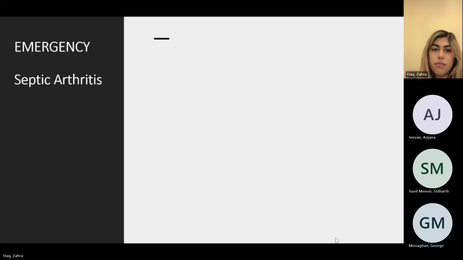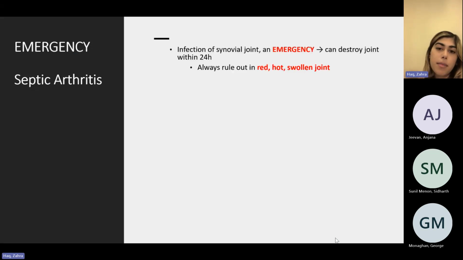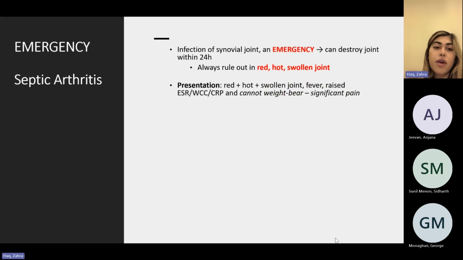Okay. So as I said before, septic arthritis is a medical emergency. This is basically an infection of the synovial joint, and this can destroy the whole joint capsule within 24 hours. And this is something we should always rule out when a patient presents with a red hot swollen joint. So in terms of the presentation, as I said, the description speaks for itself. However, the patient will probably have a systemic fever, raised ESR, white cell count, and CRP.